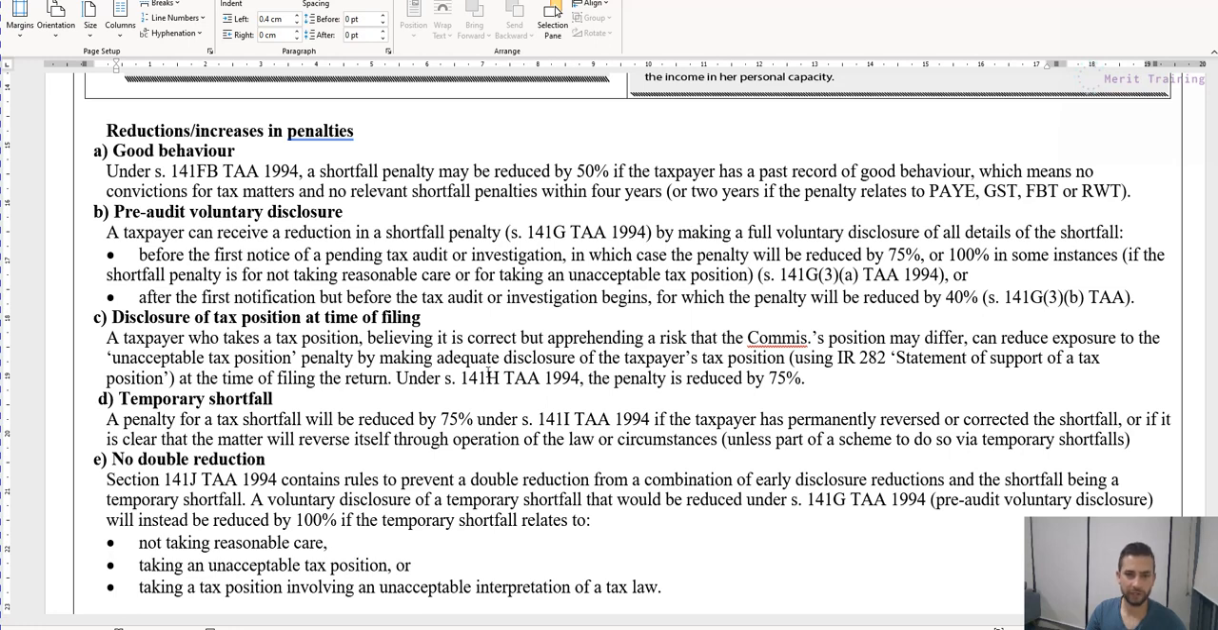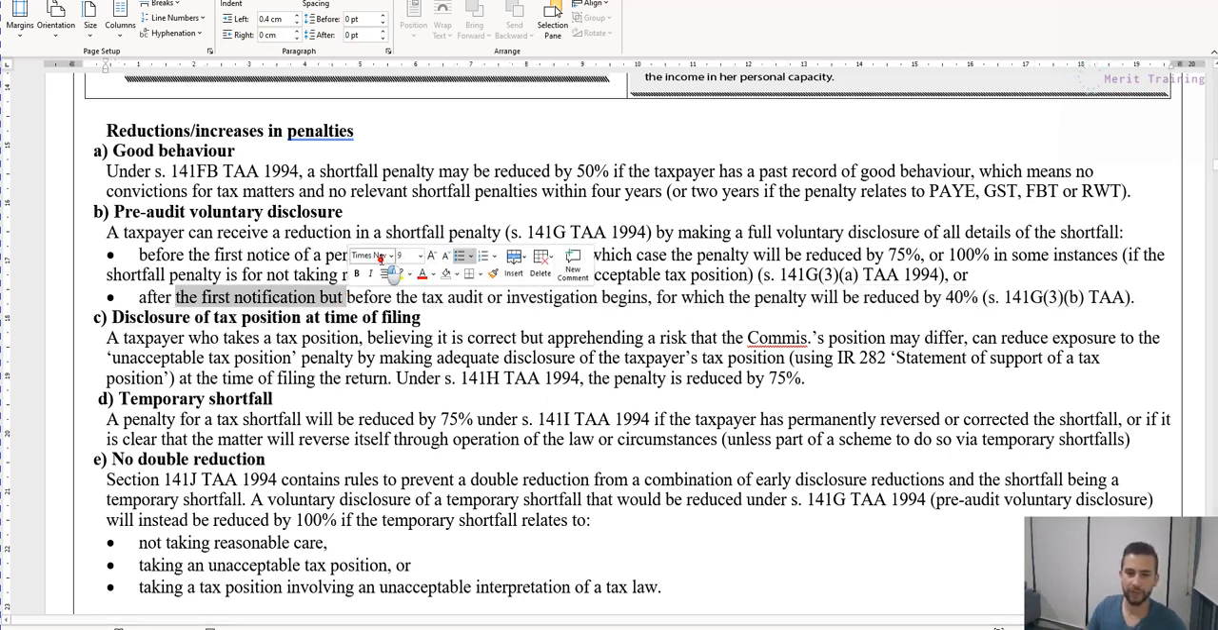If there's a pre-audit voluntary disclosure, which is basically the taxpayer reveals all of the details of the shortfall voluntarily before any audit or investigation takes place, in that case it could be reduced by 75% or 100% in some instances. But if it's after the first notification, you can still get a reduction, but it's still before the tax audit. It's not as high, so it's 40%. So the key difference is notification of a pending tax audit or investigation. If you tell the commissioner about everything before you even get a notice that there may be an audit or investigation, you get 75% or 100% in some instances.